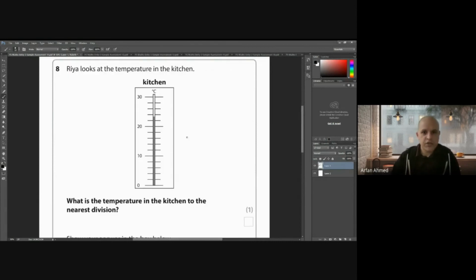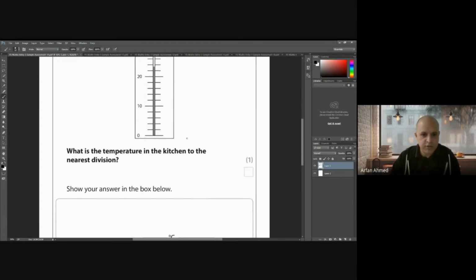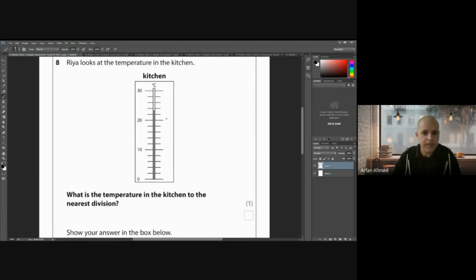Ria looks at the temperature in the kitchen. What is the temperature in the kitchen to the nearest division? Show your answer in the box below for 1 mark. To the nearest division, what that means is they don't want you to work out the exact temperature. The divisions are these little marks on the temperature gauge. You've got these little sections. I reckon it's closer to this one, really. Let me just highlight it. It's definitely closer to that one.